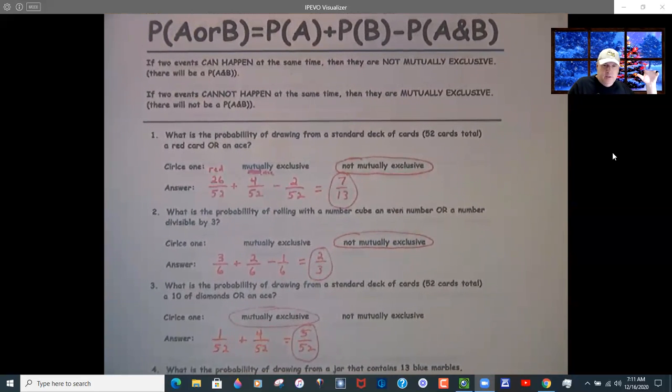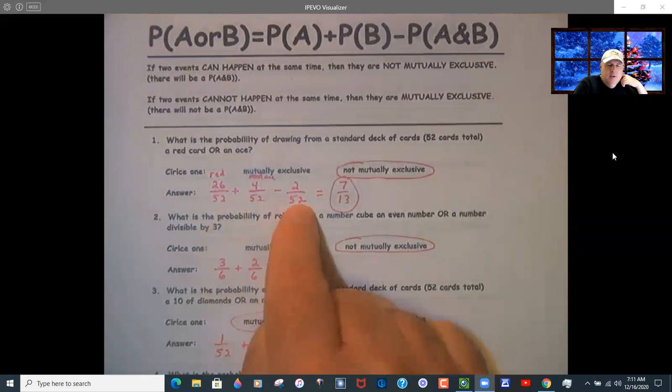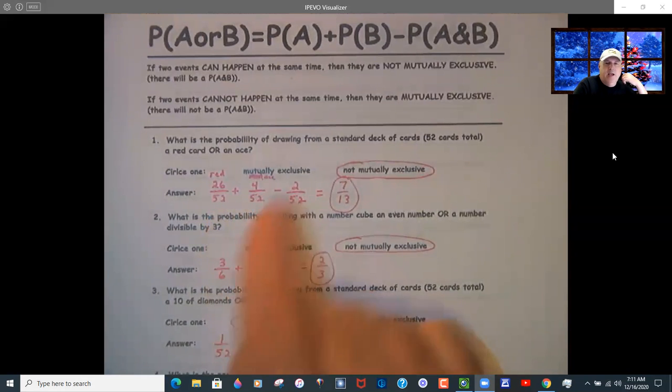So not mutually exclusive means that you can have intersection. So what's the probability of drawing from a standard deck of cards, 52 total, a red card or an ace? Well, the problem is that some red cards are aces, the ace of hearts, the ace of diamonds. So when you're counting all reds and you're counting aces, you're counting them twice. So you got to subtract that intersection.